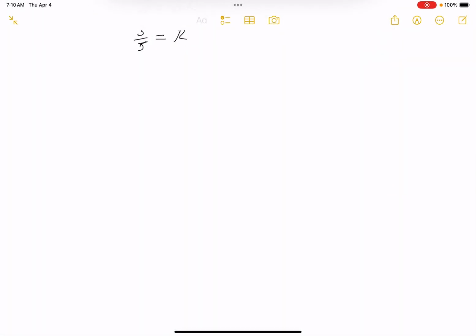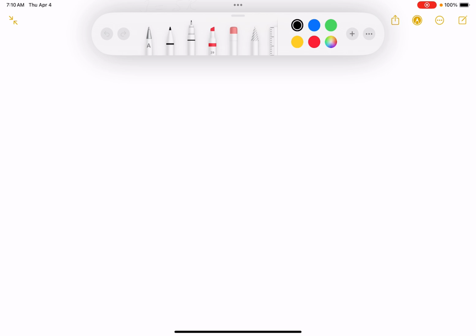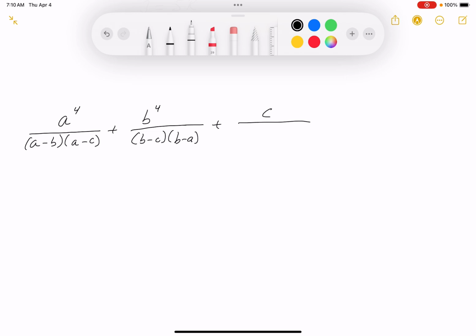And let's write the steps down for this. The first step is to look at the abstract version of it. And the abstract version is A^4 over A minus B, A minus C, then plus B^4 over B minus C, B minus A, plus C^4 over C minus A, and then C minus B. I'm going to try to simplify this first, by the way.